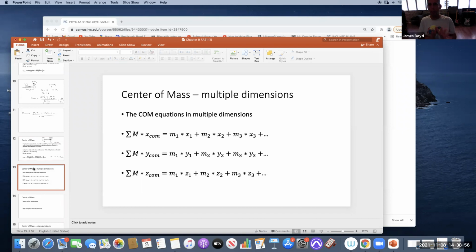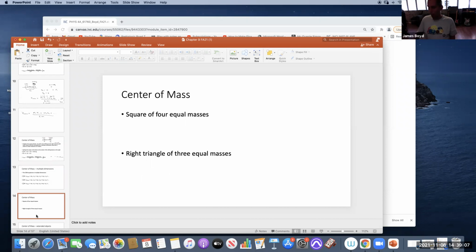Okay, if we have multiple dimensions, nothing changes. You just handle X, Y, and Z separately and figure it out. We're going to do a bunch of these, okay? So imagine we have a square of 4 equal masses. Let me do it 2 ways. So what if I did this? This one is at 1, 1. This one's at 1, -1. This one's at -1, -1, and this one's at -1, 1. If we wanted to find the center of mass of these 4, we know it's right in the center. Let's say they're all a mass m.